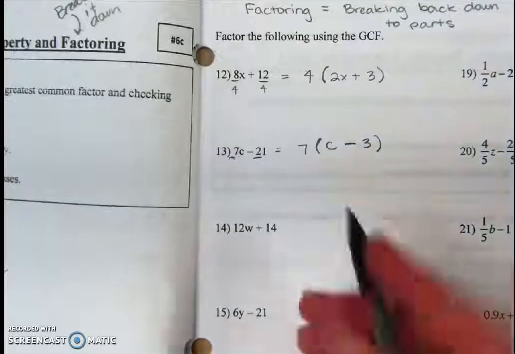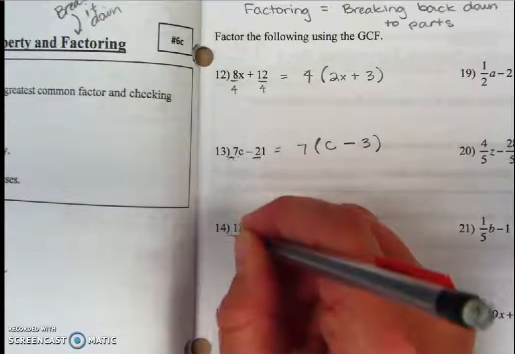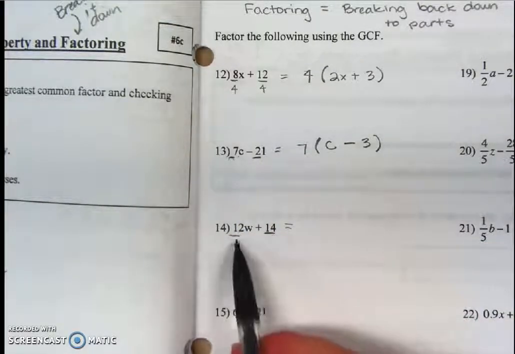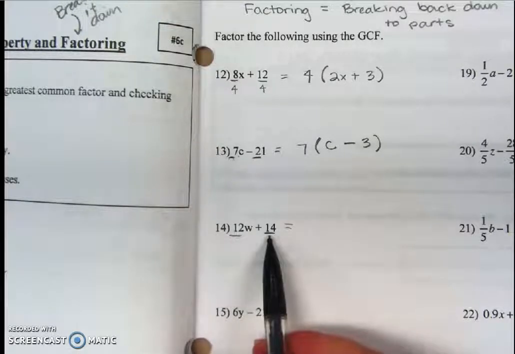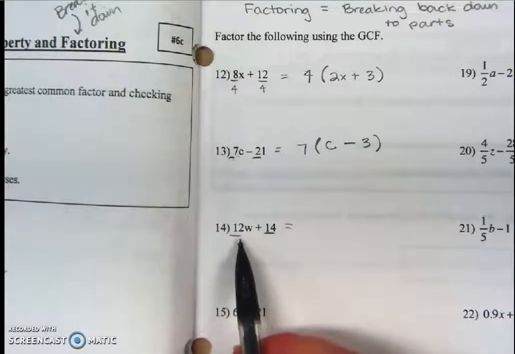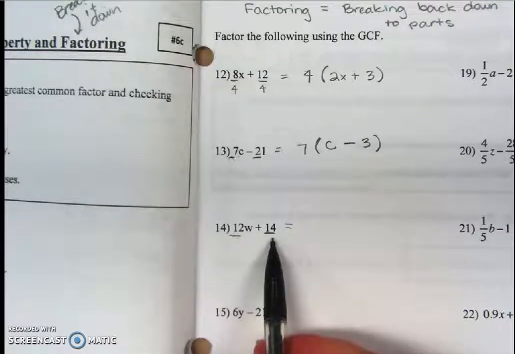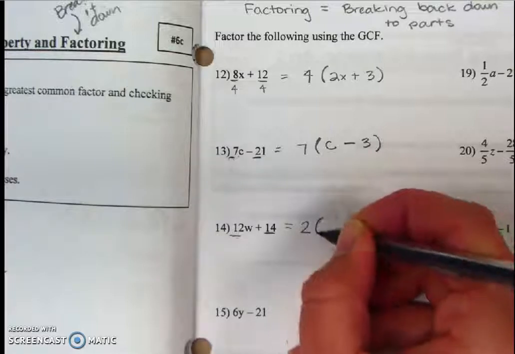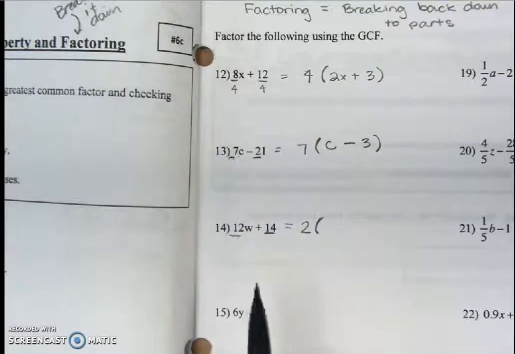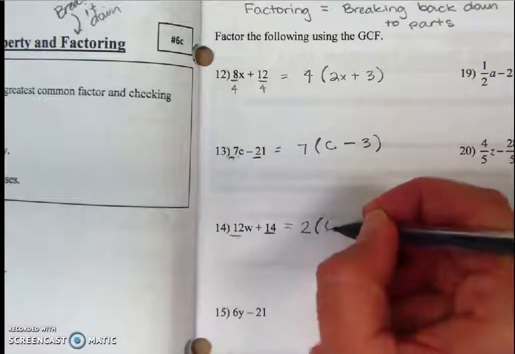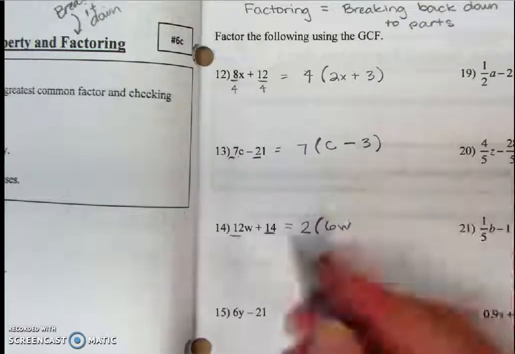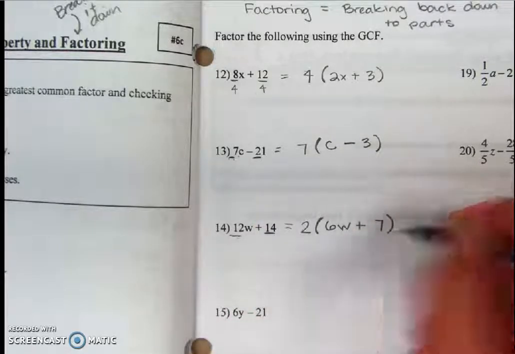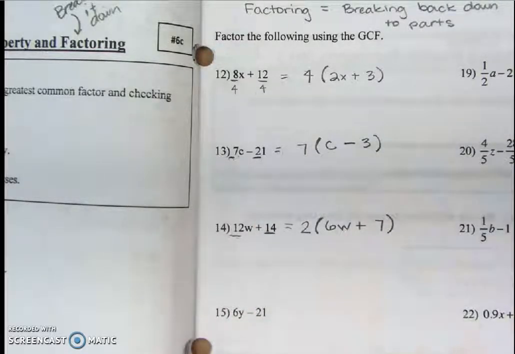Let's keep trying that. What about 12 and 14? So 12 and 14, I'm going to think of 12s. I can't take 12 out of 14. Next number down would be 6. I can't take 6 out of that. Next number down would be 2. Could I take 2 out of both of these? Yeah. All right, so I'm going to start with a 2 outside. And let's think of what we would have here. So 12 divided by 2 would have given me 6, and that has the W on it. 14 divided by 2 means they must have added a 7 right there. And so that's what we would work back to.